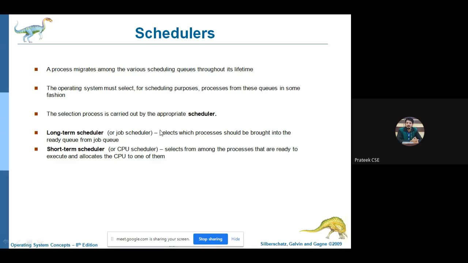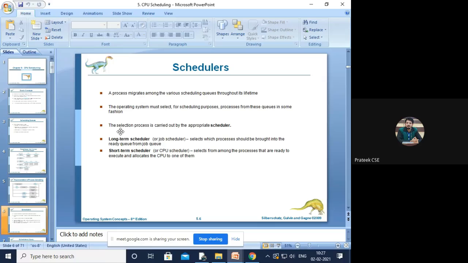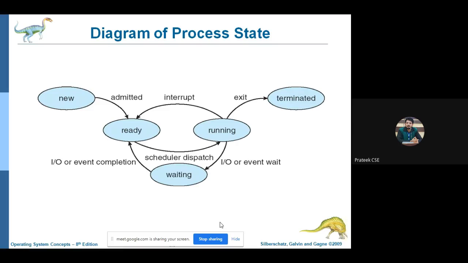And now this is most important. We have mainly two types of scheduler. First is the long-term scheduler, and second is the short-term scheduler. The long-term scheduler is also known as the job scheduler, and the short-term scheduler is also known as the CPU scheduler. So what do the long-term scheduler and short-term scheduler do, and what is the difference? Just go through this process state diagram.